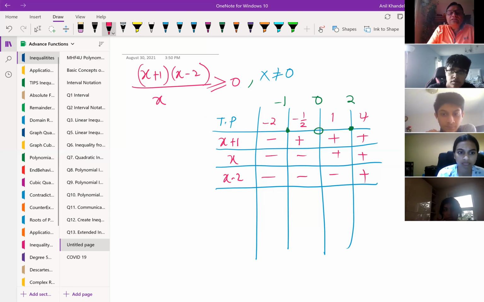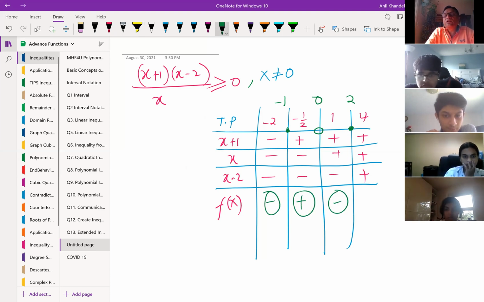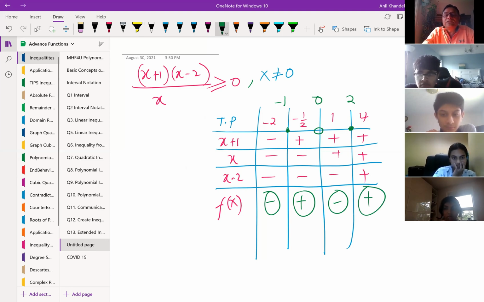Now, as far as the function is concerned, which is the product of x plus 1 and x minus 2 divided by x, if there are 3 negatives, what will I get? Negative or positive? Negative. 2 negatives will give me a positive; 1 negative gives negative; all negatives give negative. We are looking for positive, right? So this is not part of the solution, correct? Now, Ankita, can you tell me what is the solution?